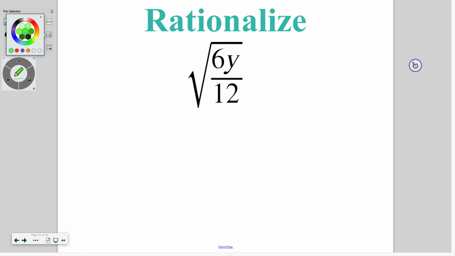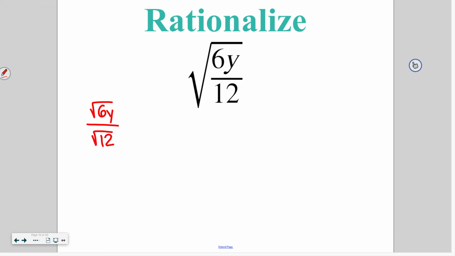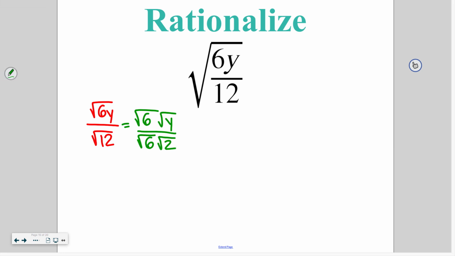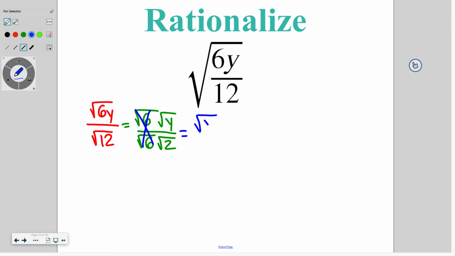Sometimes there's going to be variables involved. So I got 6y over 12. Again, we start by breaking it up. Square root of the top, square root of the bottom. We then look for common factors. So I can break this up into the square root of 6 and the square root of y over the square root of 6 and the square root of 2. My square roots of 6 cancel each other out. So I've got the square root of y over the square root of 2.